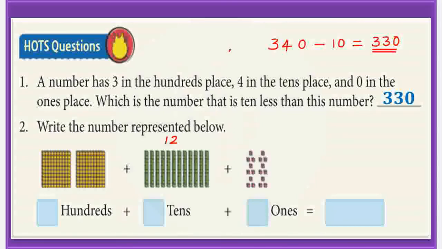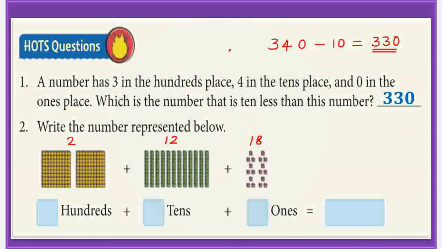12 tens. How many hundreds do we have here? We have 2 hundreds. Here we have ones, single beads. Let us count how many ones are here. 1, 2, 3, 4, 5, 6, 7, 8, 9, 10, 11, 12, 13, 14, 15, 16, 17, 18. We have 18 ones.